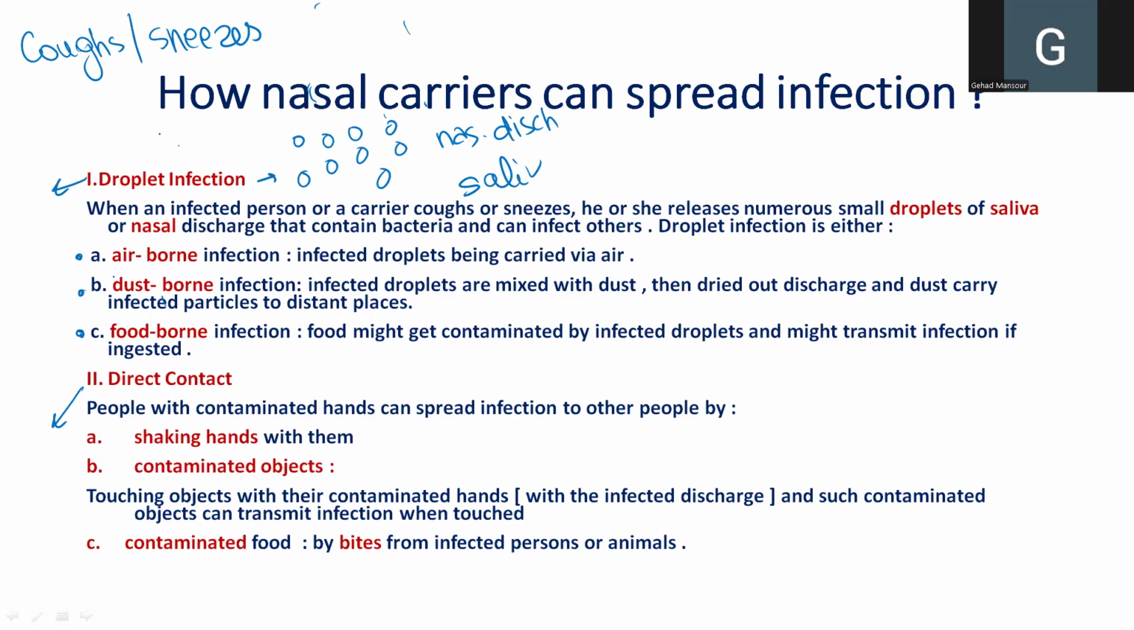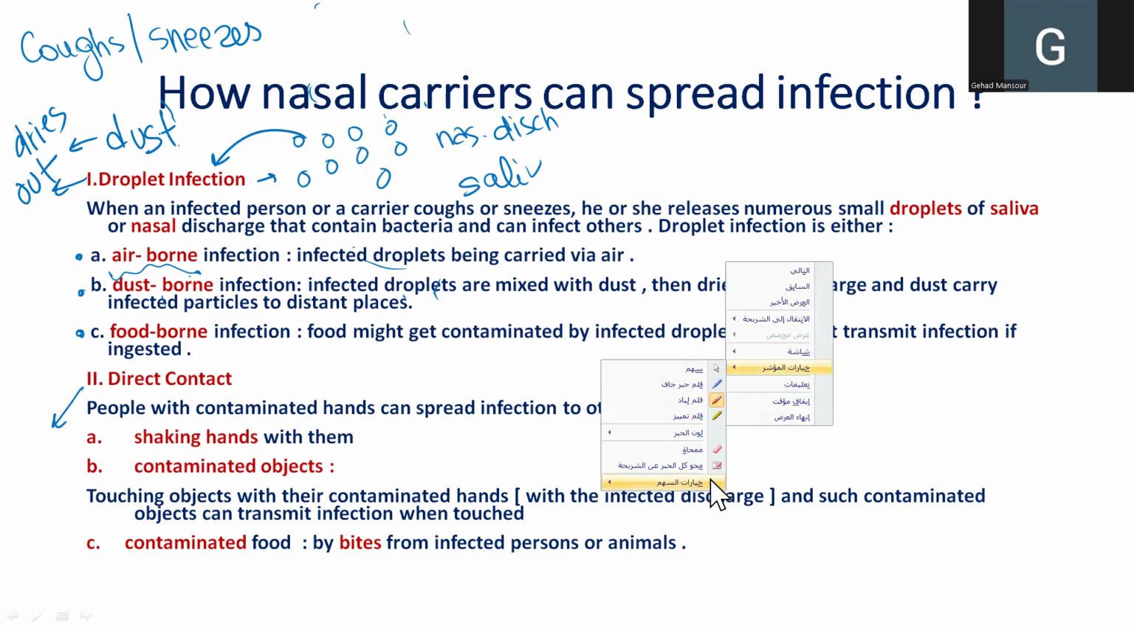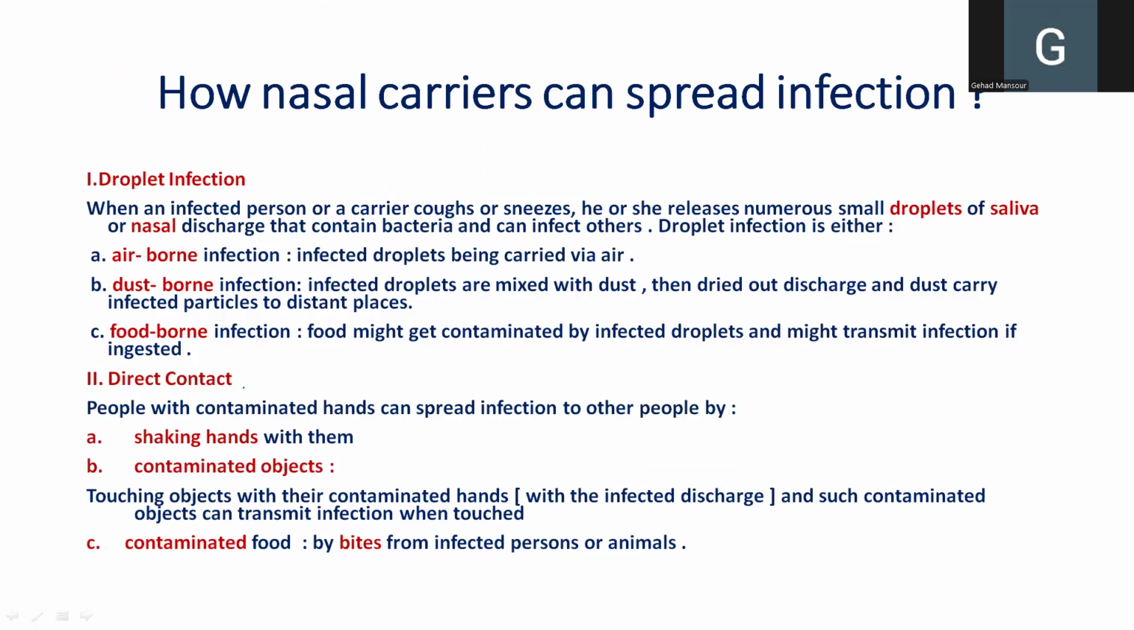If they are spread via air and then inhaled by another person, then it is airborne infection. If those droplets fall onto dust and then the dust dries out and is released into air, then this is dust-borne infection. If the droplets fall onto food, then this is food-borne infection. And then we have direct contact.